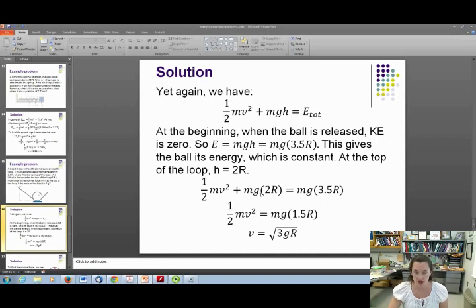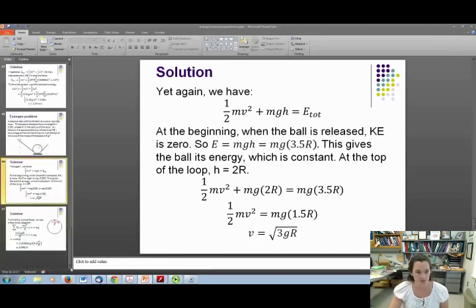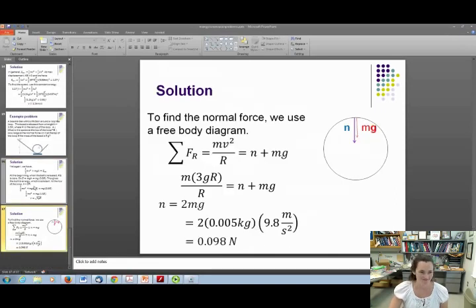Now I can solve. I can subtract mg times 2r from both sides of my equation, and I end up with 1/2 mv squared is equal to mg times 1.5 times r. m appears everywhere, so I can cancel that out. Multiply through by 2 to cancel out the 1/2 and take a square root. And I have that the speed at the top of the loop is the square root of 3gr. So I've solved part A.